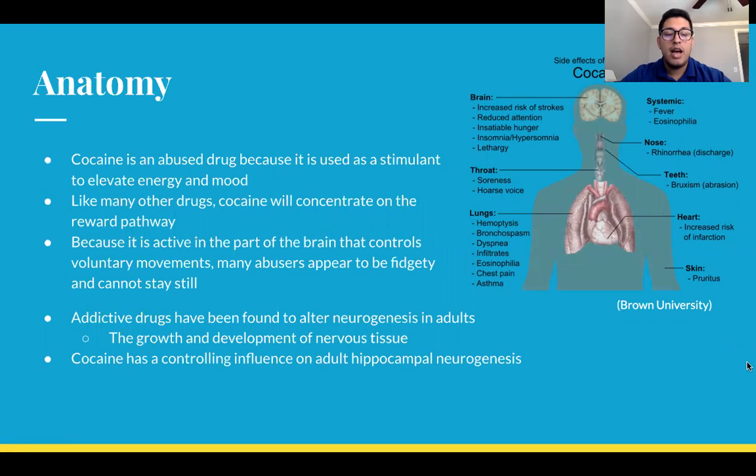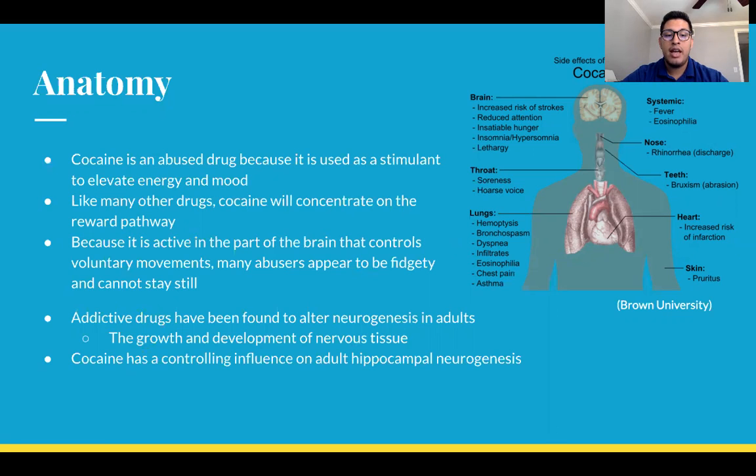So to start off with the anatomy of cocaine addiction, cocaine is an abused drug because it's used as a stimulant to elevate your energy and mood. Like any other drug, cocaine will concentrate on the reward pathway, basically meaning that people will either use or abuse this drug to stimulate the mood and reach that elevated energy. Because it is an active part of the brain that controls the voluntary movements, users may appear to be fidgety or they can't seem to stay still.